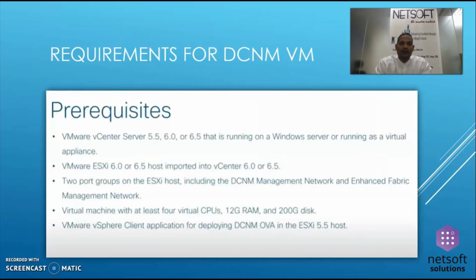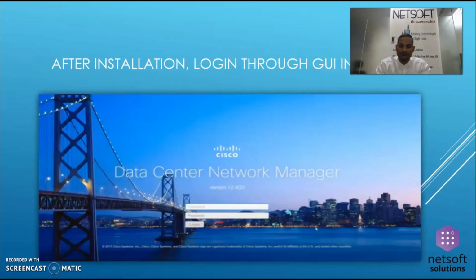Prerequisites. What are the prerequisites for configuring DCNM on a virtual machine? You should have vCenter server above 5.5 version. You should have VMware ESXi 6.0 and above. You should have at least 2 port groups, and you have to allocate 4 CPUs, 12 GB RAM and 200 GB of hard disk to your virtual machines. And of course you should have a virtual client to configure your DCNM over OVA.